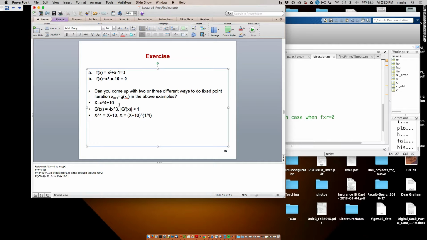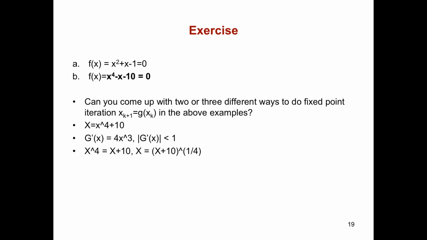Yes? In the second fixed point iteration, the g prime of x, is that the second derivative? It's the derivative of this, right? So it's 1/4 times x plus 10 to the minus 3 over 4. Right? And that has a much better chance of being small. Okay?